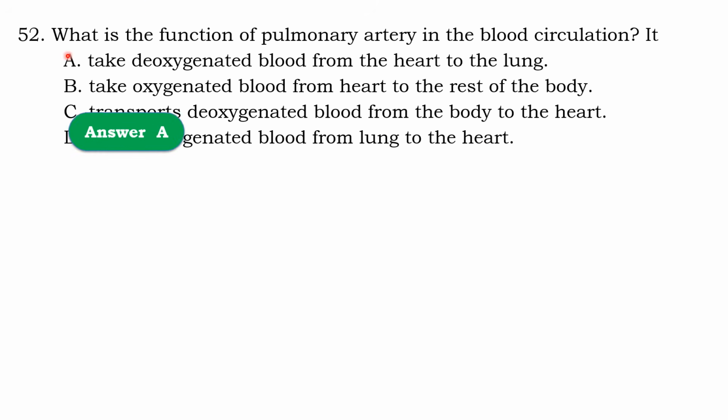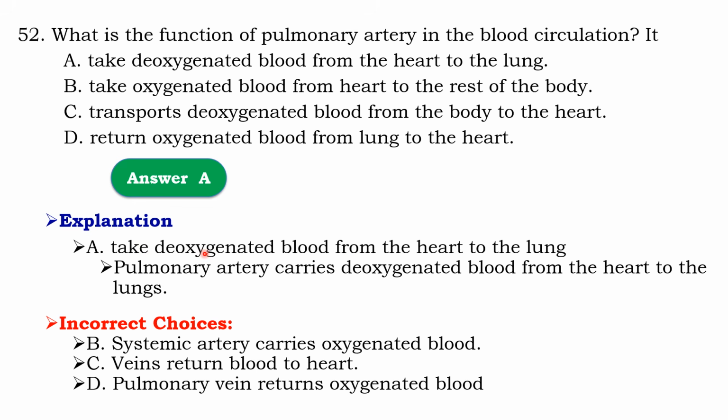So the answer should be A. It takes deoxygenated blood from the heart to the lung, meaning that the pulmonary artery carries deoxygenated blood from the heart to the lung. Looking at the other choices, option B, systemic arteries carry oxygenated blood. Option C, veins return blood to the heart. Option D, pulmonary veins return oxygenated blood from the lung to the heart. So the answer should be A.